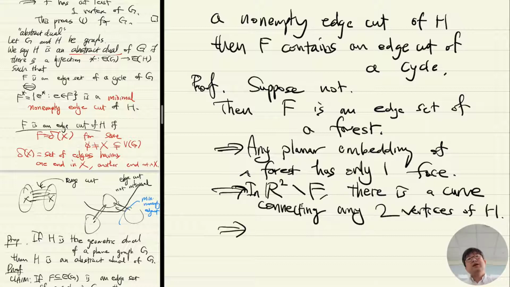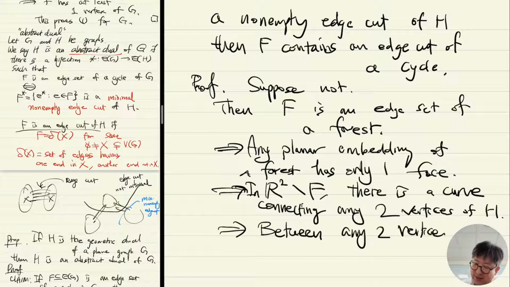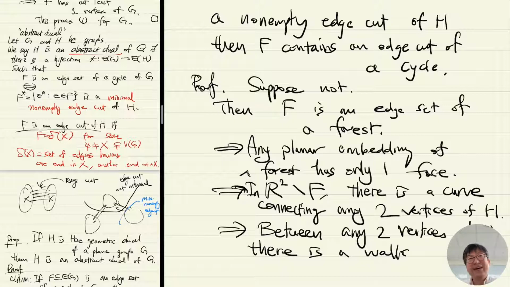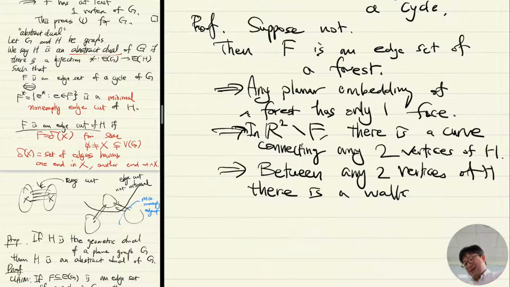What does that mean? If I have a curve connecting two vertices of H, I can convert it to a walk. So that means H has, between any two vertices of H, there is a walk, as a graph theoretic term, okay?